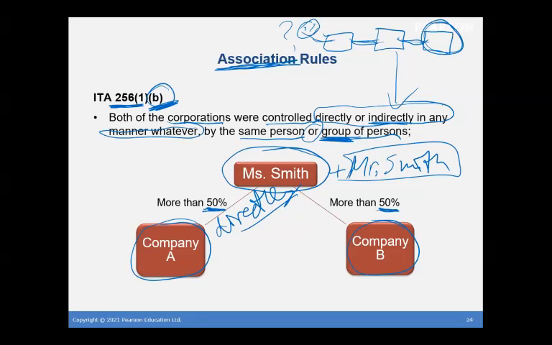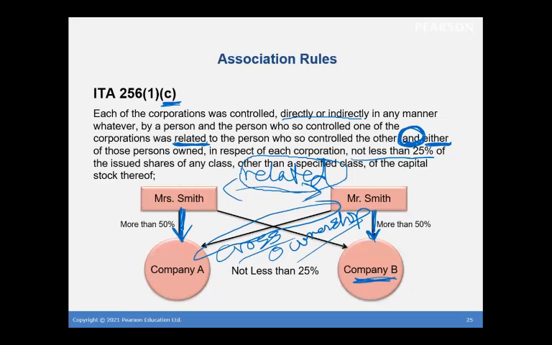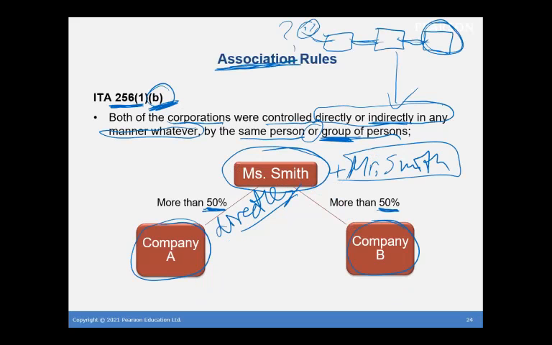So under B, both of the corporations were controlled directly or indirectly, in any manner whatever, by the same person or group of persons. Under B, there was no requirement for them to be related. So I'll just note that down. Sorry. No requirement to be related.